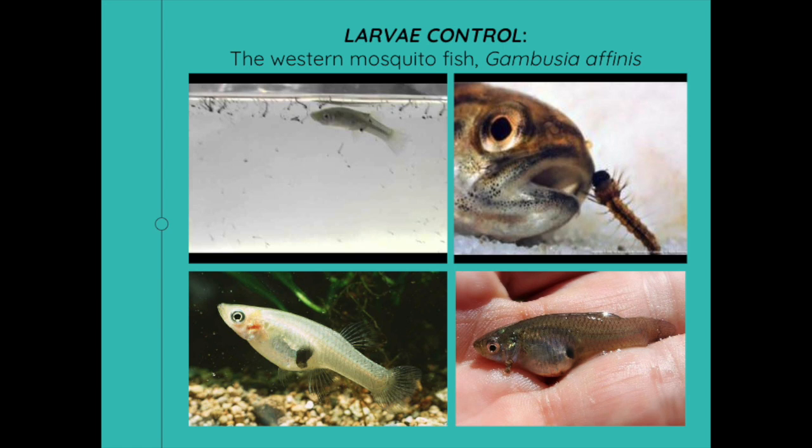We will be using mosquito fish to control larval Anopheles mosquitoes. Mosquitoes lay their eggs in water, and after the eggs hatch, they become mosquito larvae. The mosquito fish, Gambusia affinis, is a species of freshwater fish that is used frequently by mosquito control organizations. Mosquito fish are efficient for mosquito larvae control due to their ability to eat hundreds of mosquito larvae a day.